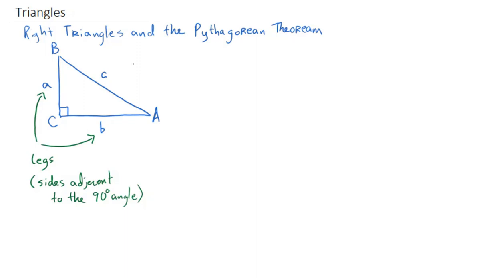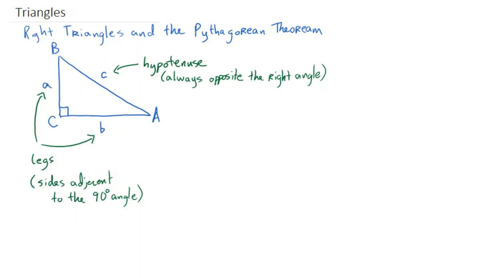C, on the other hand, is called the hypotenuse. The hypotenuse is always opposite the right angle. Opposite means across the triangle from it. Adjacent means beside. So the hypotenuse is always labeled little c, and it's always opposite the right angle. Alright, so the hypotenuse is opposite the right angle.